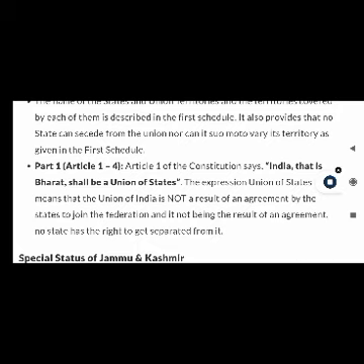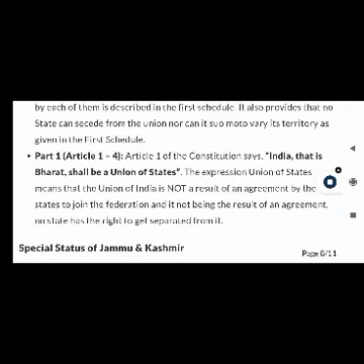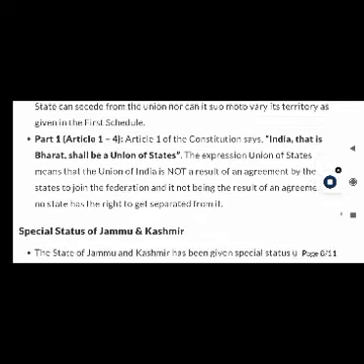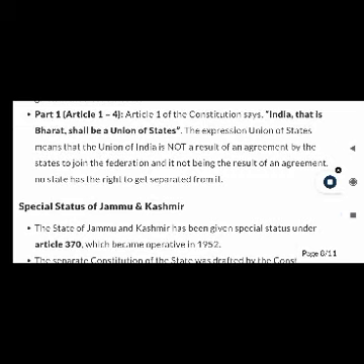Part 1, Article 1 of the Constitution says, India, that is Bharat, shall be a Union of States. The expression Union of States means that the Union of India is not a result of an agreement by the states to join the federation, and it not being the result of an agreement, no state has the right to get separated from it.